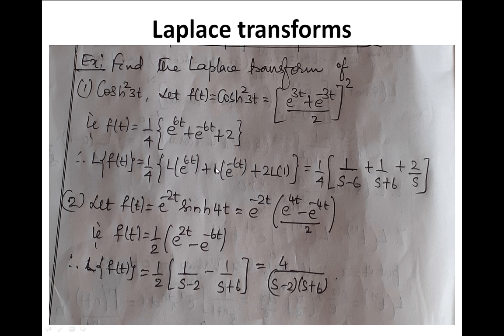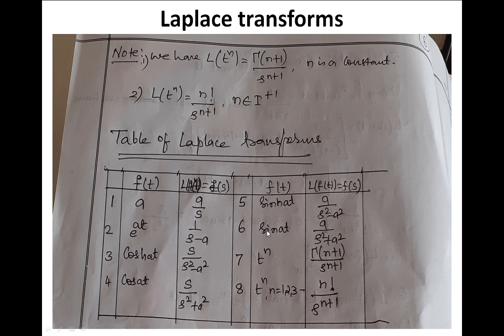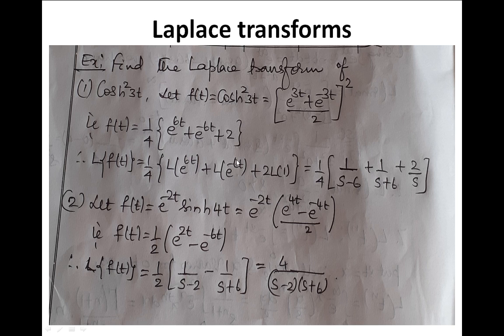Therefore, applying Laplace on each term separately, and using the table, we get e to the power at, e to the power minus at, and a constant. You are getting my point? e to the power at, e to the power minus at, and constant term. Therefore, need not go for any simplification, keep it as it is.